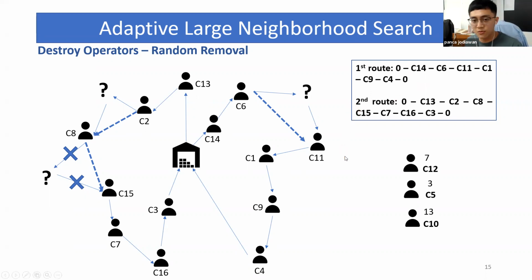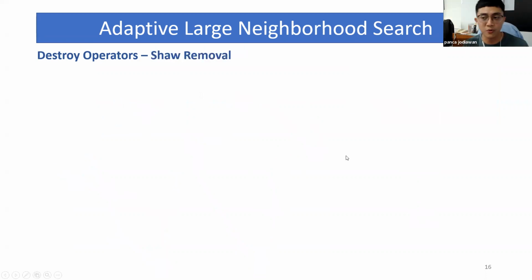Then the next one, we move to the Shaw removal. That's all for the random removal. We just randomly remove the customers and take them out from the solution, and it becomes the partial solution. Now we move to the Shaw removal. Shaw removal is quite a unique name because it was originally invented by someone called Shaw, and maybe decades ago they liked to name what they invented by their names. So we call it Shaw removal until now.